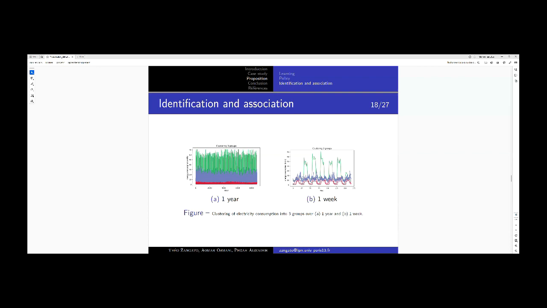So we applied the same method on only 1 week's worth of data, and we compared the result of the clusters. We show that the clusters are the same, so we can validate that with 1 week of data we can identify the consumption pattern of the building.